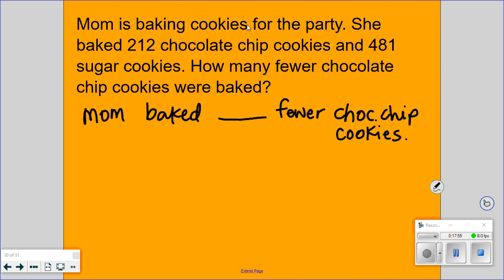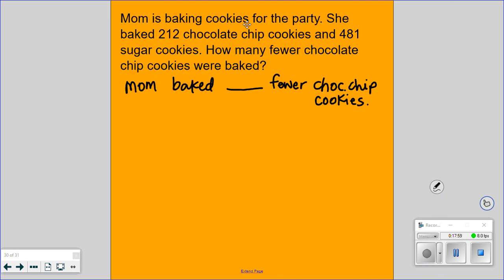All right, we need some bars. How many bars do I need for this problem? Raise your hand to tell me. Samaya, how many bars do I need for this problem?